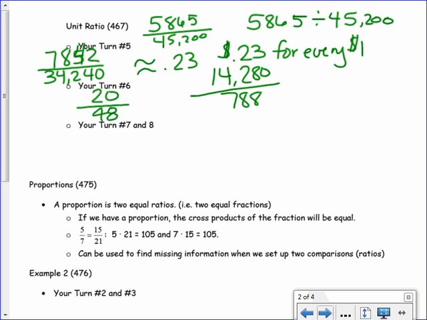Okay? Your turn 7 and 8 are very similar to these. They're asking for what's the better buy, and so you're finding out the cost per unit. That concludes this video. The next video will cover proportions.